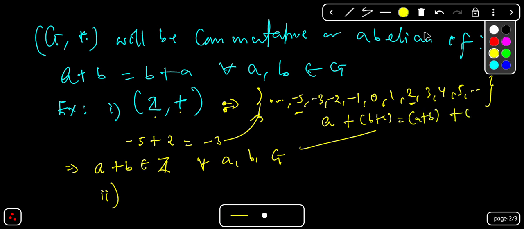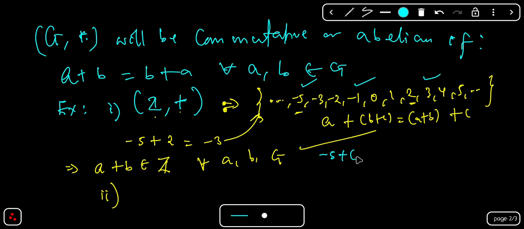Now, let's take three elements in the set of integers: A, B, C. Let's take -5, -1 and 3. Now we have -5 plus -1 plus 3. Will it be equal to -5 plus (-1 plus 3)? Let's check. -1 plus 3 will give us 2.